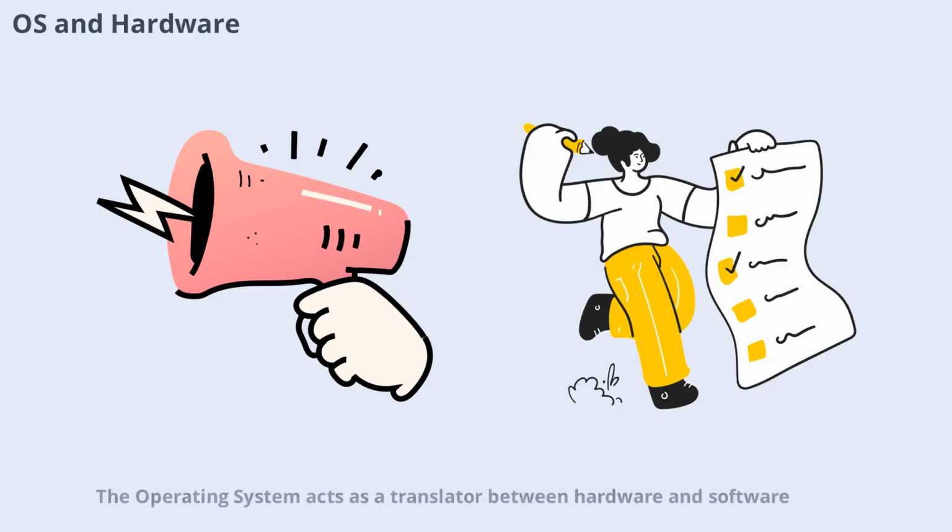The operating system acts as a translator between hardware and software. It tells your computer how to use its components like the processor, memory, and input devices. This coordination is essential for smooth operation and performance.